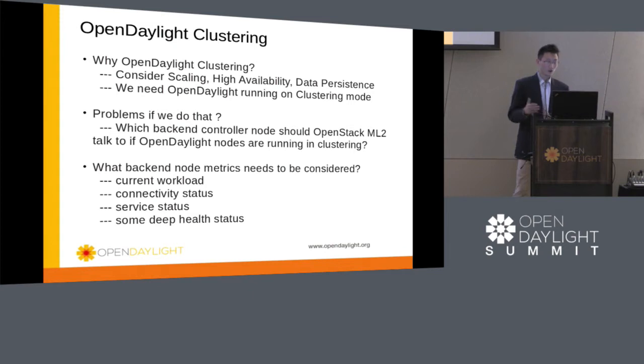So the question then would be, which backend controller node should OpenStack talk to, because you have multiple cluster nodes, right? To be more specific, it is what backend metrics need to be considered. We think there are a couple of metrics: the current workload, the connectivity status, the service status, and some deep health status. I will explain more in a couple of minutes.